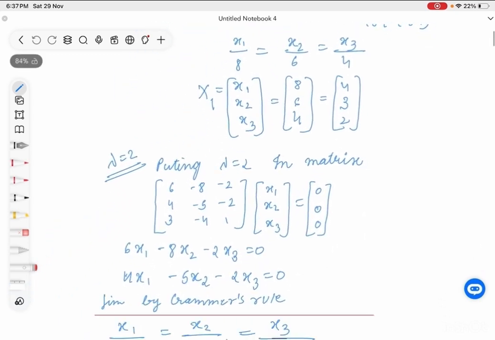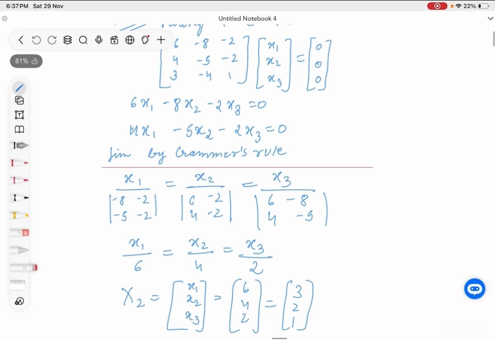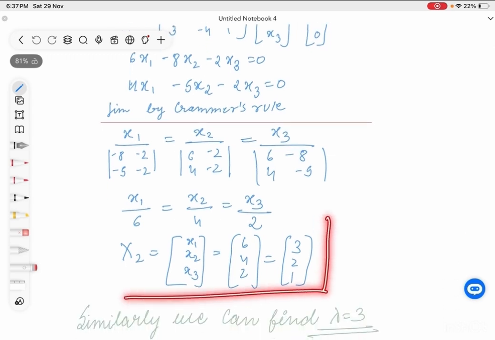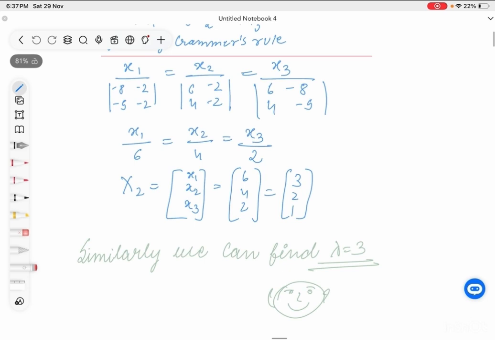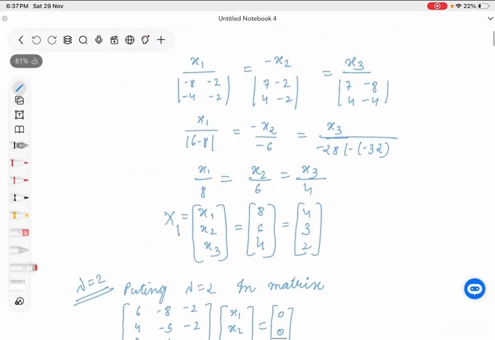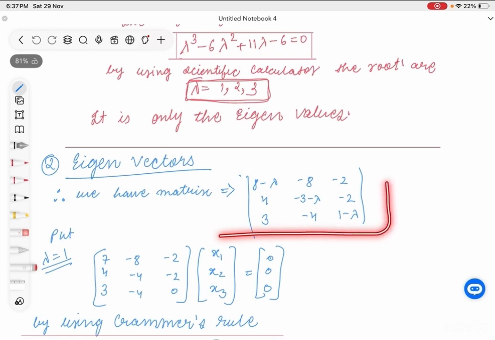Similarly, by putting the value lambda equals 2 we have got the second eigenvector, and similarly we can find the third by putting the value lambda equals 3 in this matrix. By putting in the eigenvalues one by one and using Cramer's rule we can get the eigenvectors. So here we saw how we can calculate eigenvalues first and then eigenvectors.